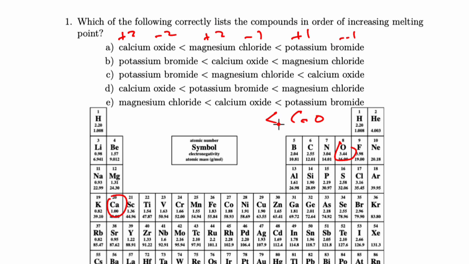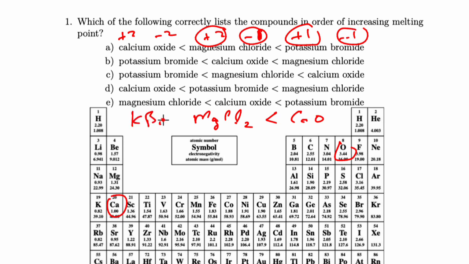Now the magnesium chloride would be next. We're not really worried about the two chlorines. What we're seeing is that we've got a +2 charge and a -1. That +2 is bigger than if you have a +1 and a -1. And so then the KBr is going to have the lowest melting point, the lowest lattice enthalpy. And so that would be answer C.